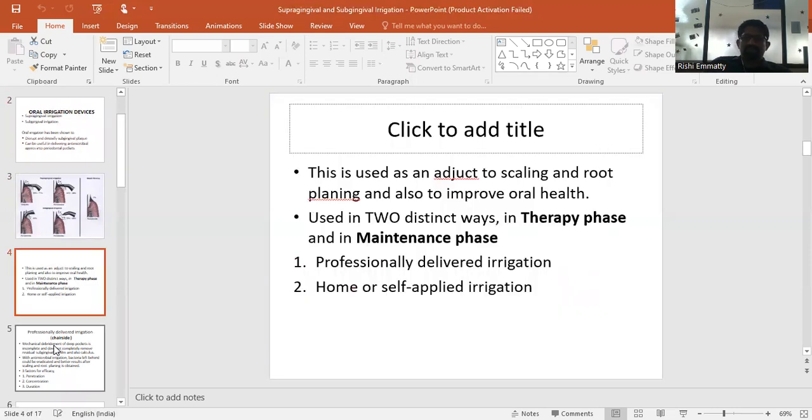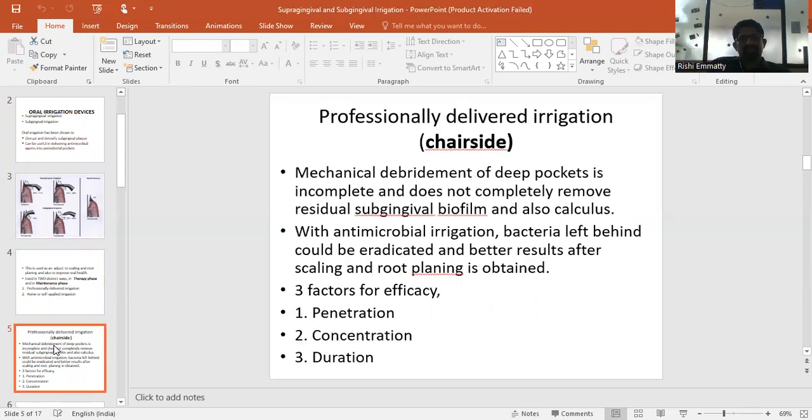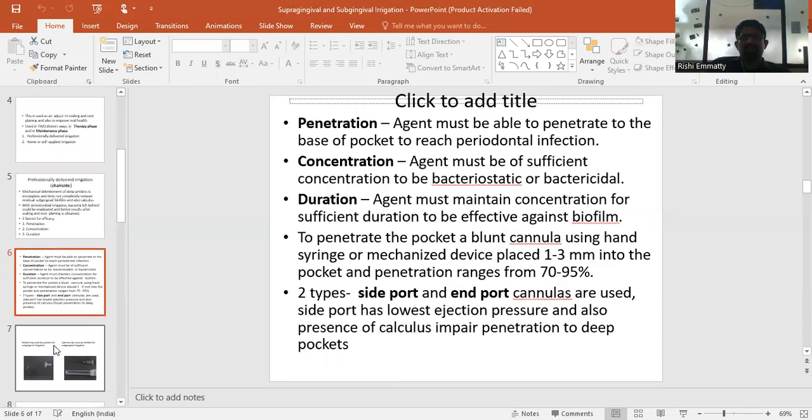There are 2 distinct phases: the therapy phase and the maintenance phase. The therapy phase involves professional and home or self-applied irrigation. The maintenance phase is the usual maintenance by the patient. Effectiveness depends on 3 factors: penetration of the medication, concentration of the medication, and duration it lasts in the oral cavity. The agent must be able to penetrate to the base of the pocket to reach the periodontal infection. The concentration must be sufficient to be either bacteriostatic or bactericidal. And the agent must maintain the concentration for sufficient duration to be effective against biofilm.